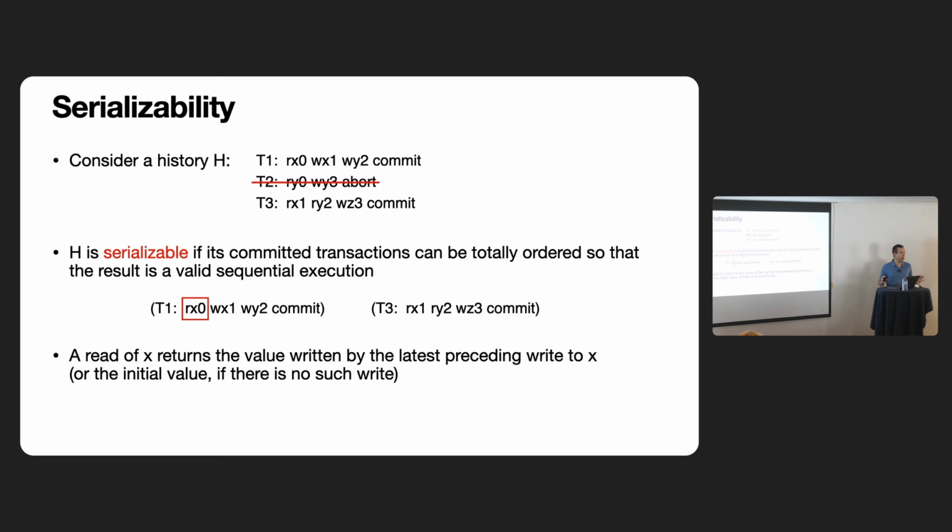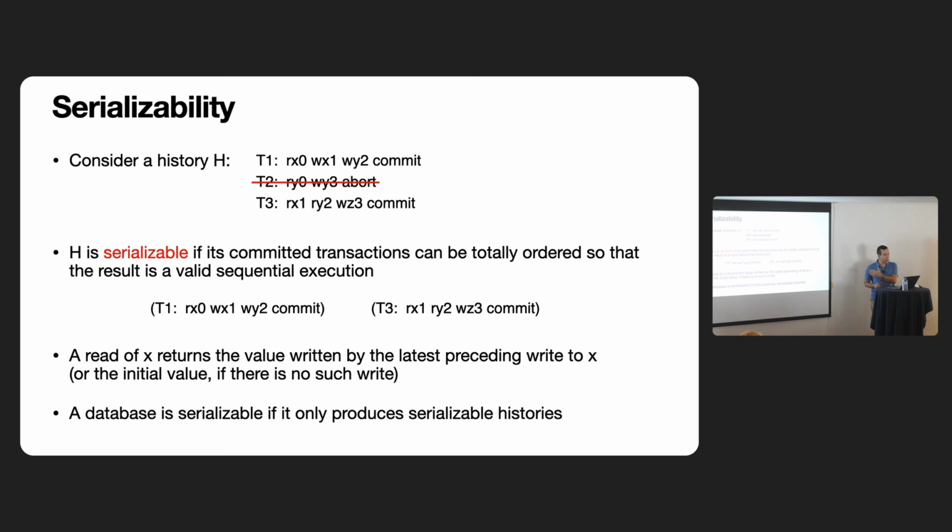Right? If I don't manage to find this ordering, then the history is not serializable. Okay? And then a database is serializable if it only produces serializable histories. So histories that satisfy this definition. Okay. So any questions about this definition?